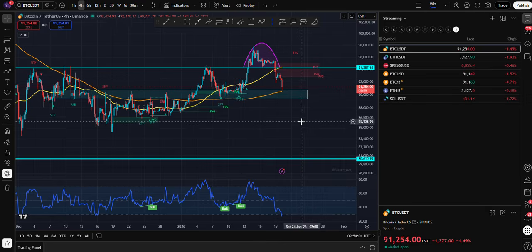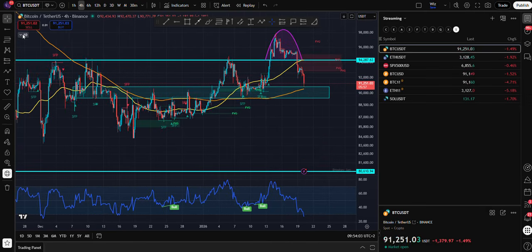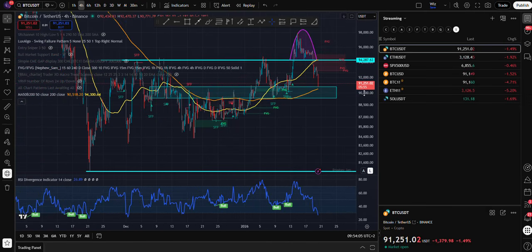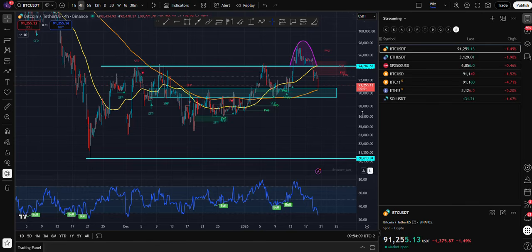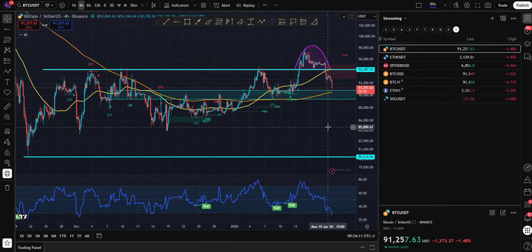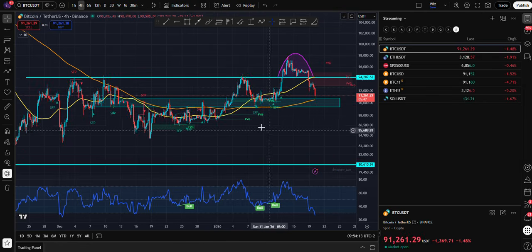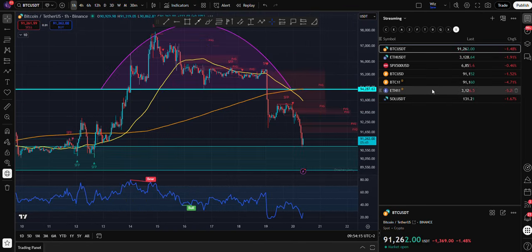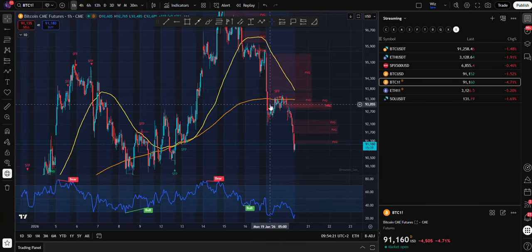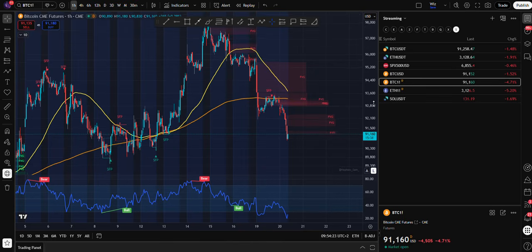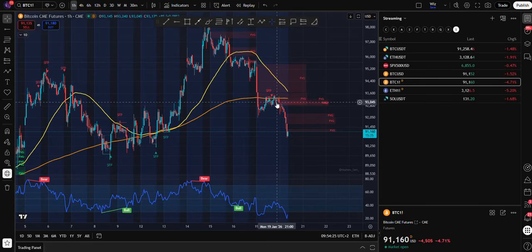So that's all when it comes to Bitcoin on the short-term timeframes. What else did I want to talk about? Yeah. So there is also a CME gap here that was created last night at 93K. So that also adds to the confluence for a short-term relief rally.